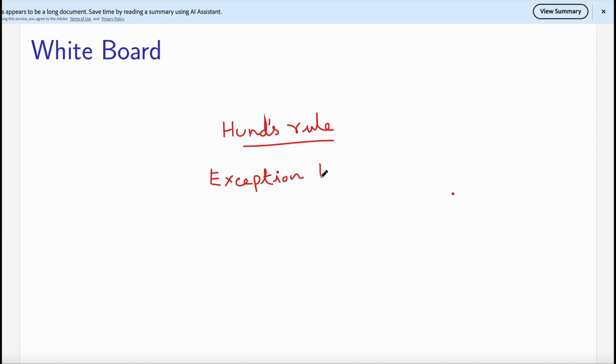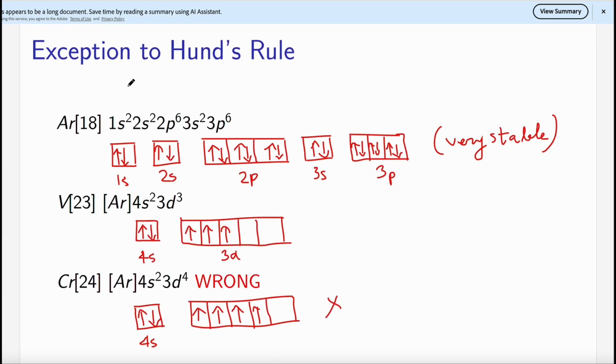Exception to Hund's rule. So what is it basically? Before that, we are going to write down the electronic configuration of argon, which has 18 electrons.